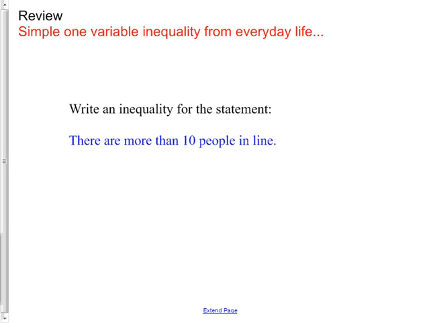Simple one variable inequality from everyday life. There are more than 10 people in line. Did you write that using X? Yep, turn it back my way when you got it. You don't need the first sign, just the second one. You're not wrong, but you usually don't do a double sign. Good, good. Yep, that's right. X is greater than 10 is all I was looking for.